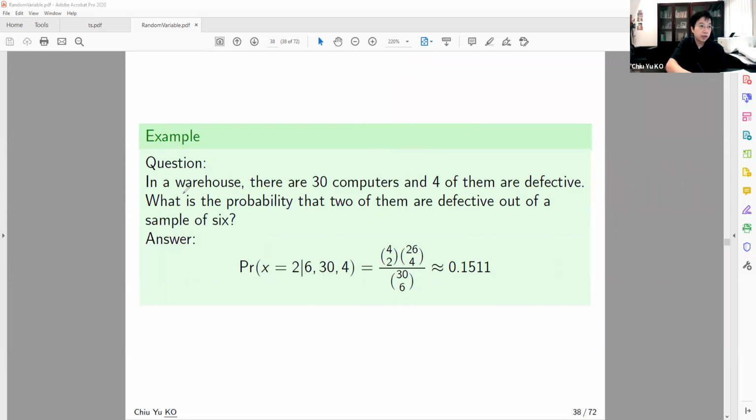So, in a warehouse, there are 30 computers, 4 of them are defective, okay? Here, N is 30 and A is 4, if we call defective the thing we care about. Now we are asking for the probability that 2 of them are defective out of a sample of 6. So the sample is 6 and we want X equal to 2. Is it clear what we're doing here?